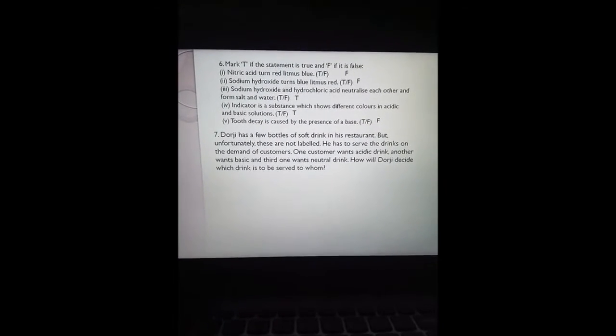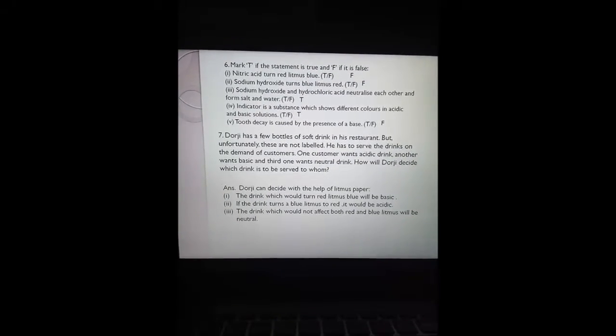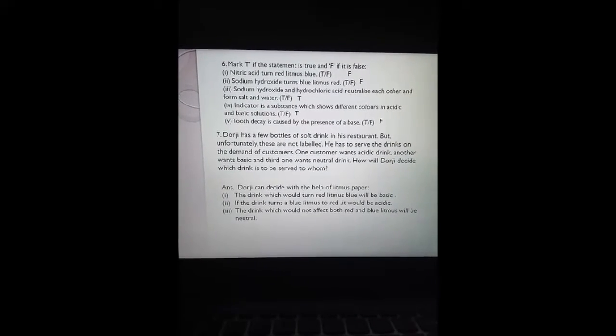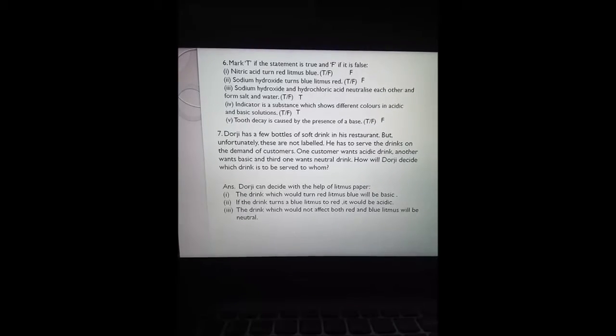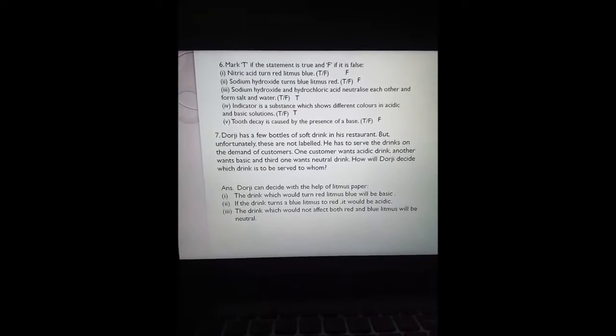According to the demand of customers, Dorji can easily differentiate using litmus paper. If the drink turns red litmus to blue, it's basic. If it turns blue litmus to red, it's acidic. And if the litmus paper does not change, it's neutral.